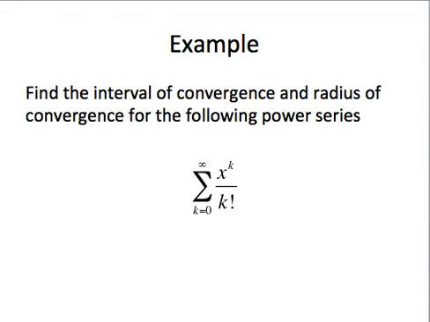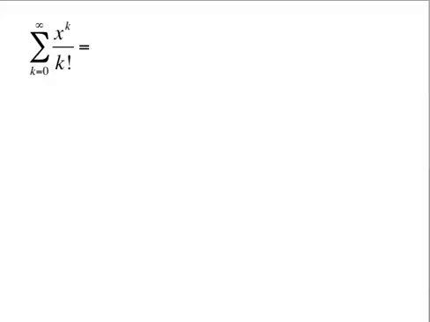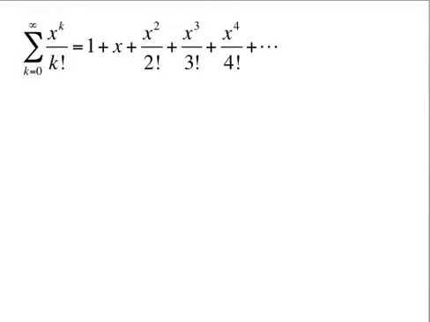Our next question will be to find the interval of convergence and the radius of convergence for this power series. Sum as k goes from 0 to infinity of x to the k over k factorial. It's always a good idea to get a feel for what it means. So if k is 0, x to the 0 over 0 factorial, also 1, is 1 over 1. If k is 1, x to the 1 over 1 factorial, or x. K is 2, x to the 2 over 2 factorial. K is 3, x to the 3 over 3 factorial, and you see the pattern. This goes to infinity. This is a power series. It goes on forever. We want to find out what the interval of convergence is for this power series.